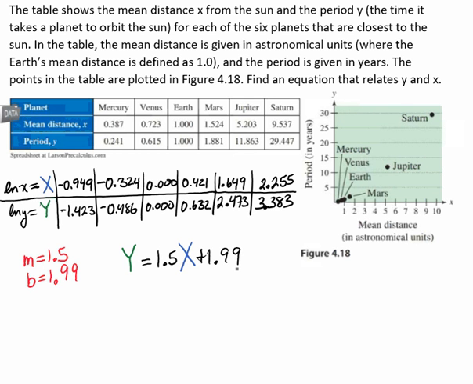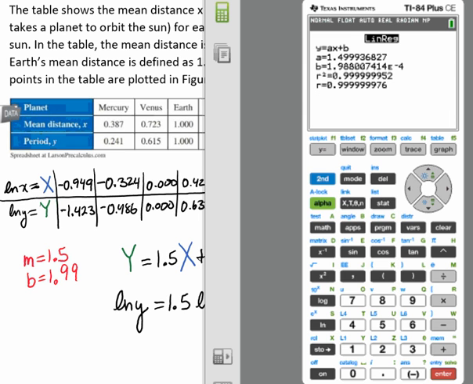So now we need to convert. Our capital Y really means the natural log of y, because the equation wasn't asking us for capital Y and capital X, but lowercase y and lowercase x. So we're going to replace our capital Y with the natural log of y, and that equals 1.5 times the natural log of little x plus 1.99. Let's go back to our calculator really quick.